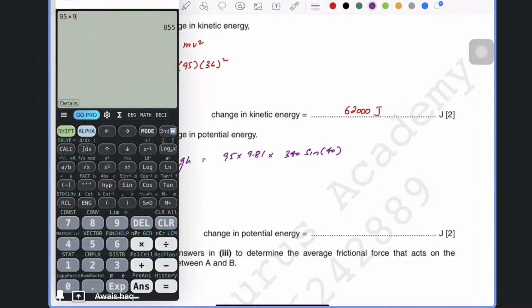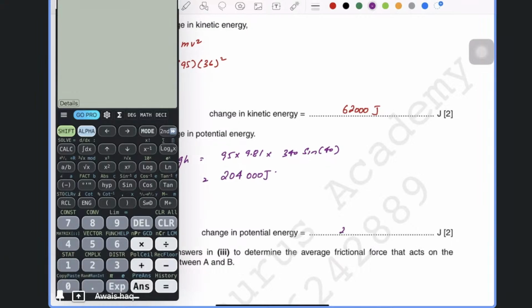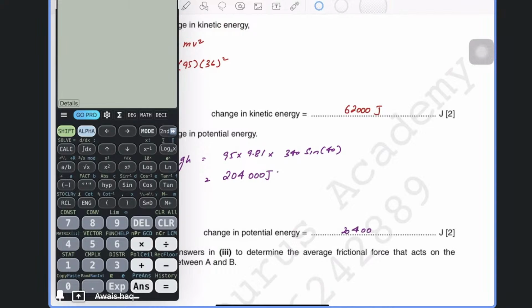And now you got to go and just calculate it. 95 times 9.81 times 340 sine of 40. So that's going to be somewhat like 204,000 joules.